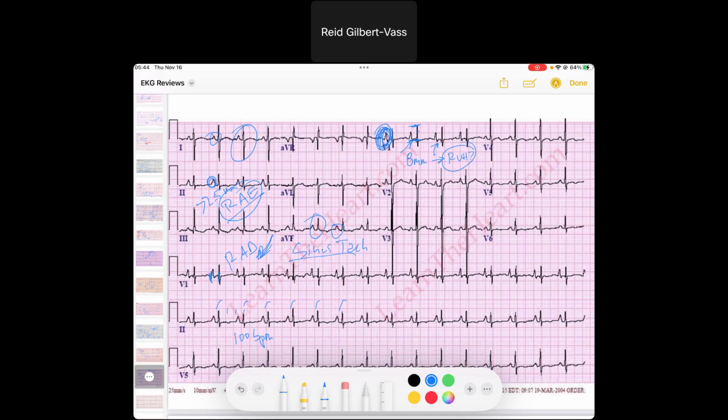Obviously, this is just on the EKG, so you'd have to confirm that with some type of imaging. And so for all the findings here, we've got sinus tachycardia, right atrial enlargement, right axis deviation, and maybe some borderline right ventricular hypertrophy.